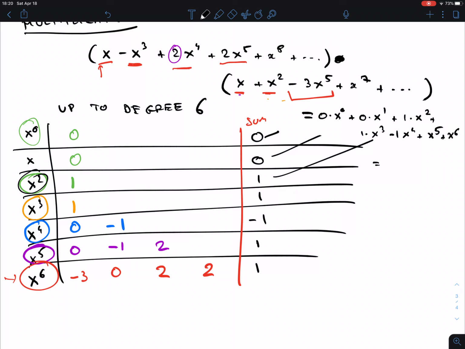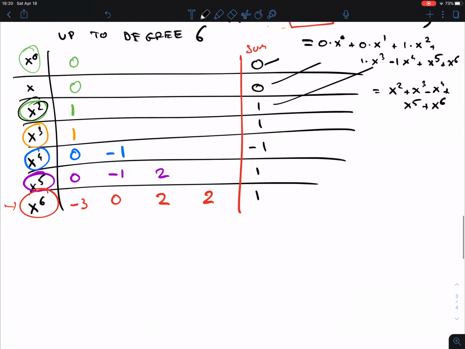So I get x squared plus x cubed minus x to the 4th plus x to the 5th plus x to the 6th. Now for some reason all the numbers were 1 and minus 1, but that's not the case in general. So I'll do one more example and then I'm going to assign homework. So let's do another multiplication here.